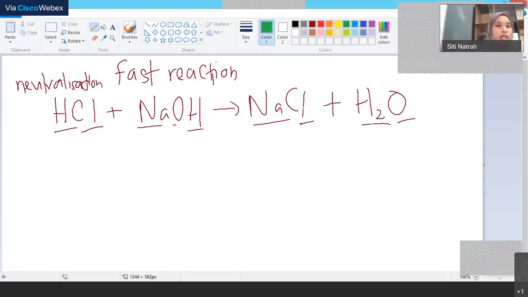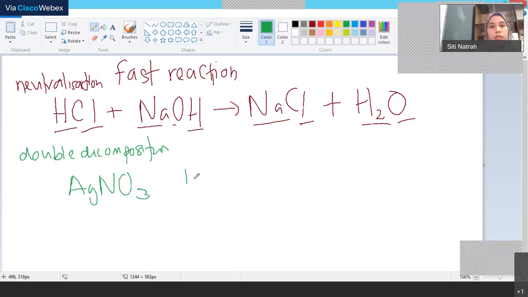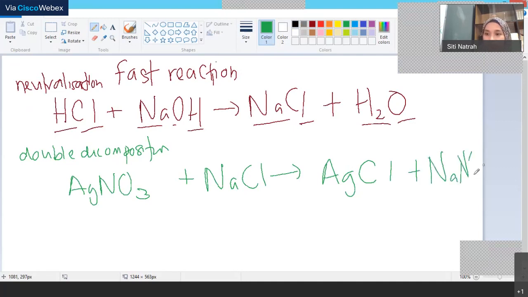So how about double decomposition? For example, we have silver nitrate reacting with sodium chloride. And then what do we form? We form silver chloride plus sodium nitrate. Are they balanced or not? We have to check that the number of oxygen on the left and right is balanced. So they are balanced already.